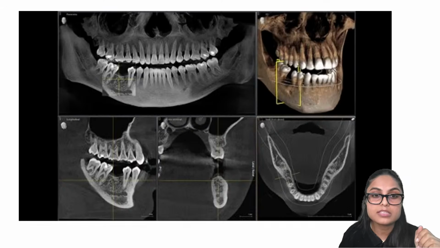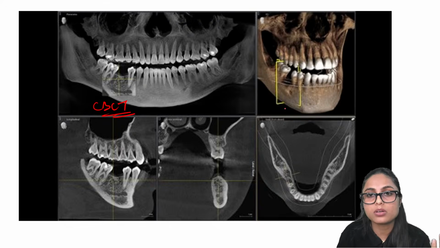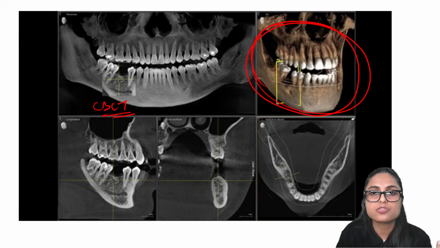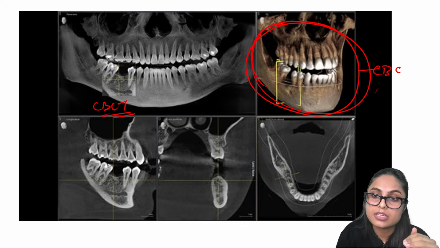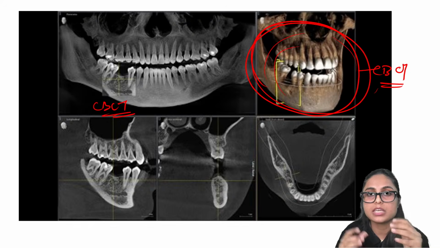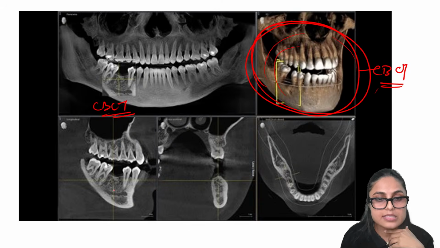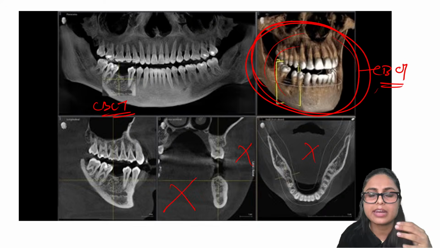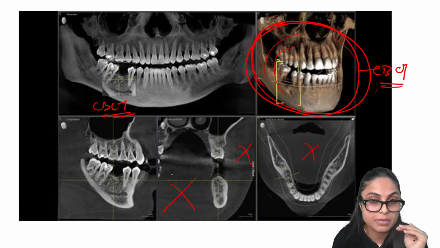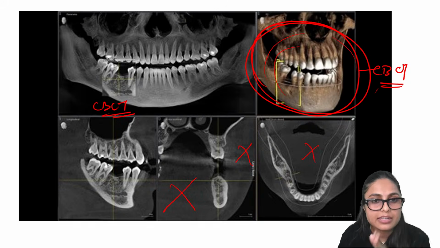If I talk about CBCT, these are CBCT images. The 3D reconstruction that we talked about is this one. You can get 3D reconstruction in CBCT. This is a 3D image of the area which we have scanned. But in CBCT slices, no soft tissue can be seen, just a gray area. No fine details of soft tissue can be seen in CBCT images. So these are the differences between CT scan, MDCT, and CBCT.